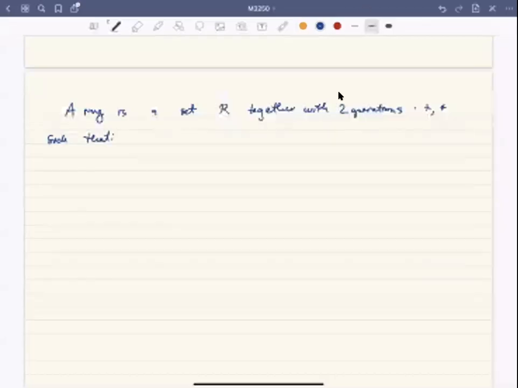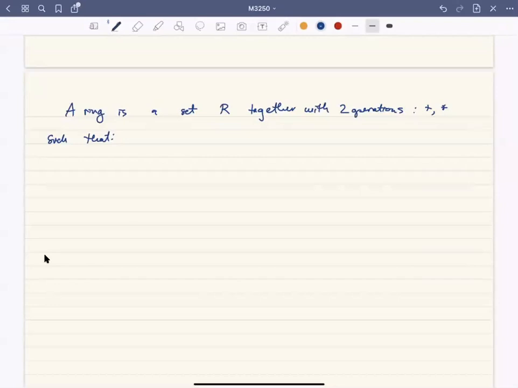The next object that I want to talk about in abstract algebra is the idea of a ring. And a ring is just a set together with a few properties. So I just want to list out the properties and then we'll talk about a few examples.